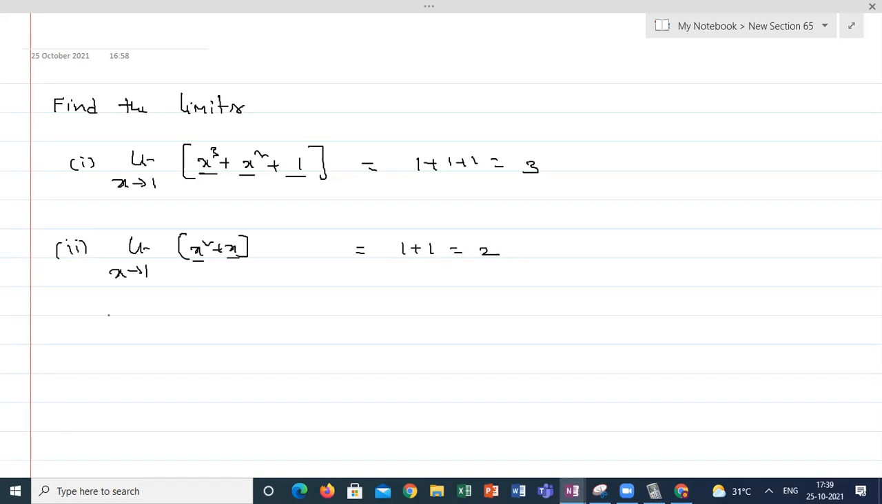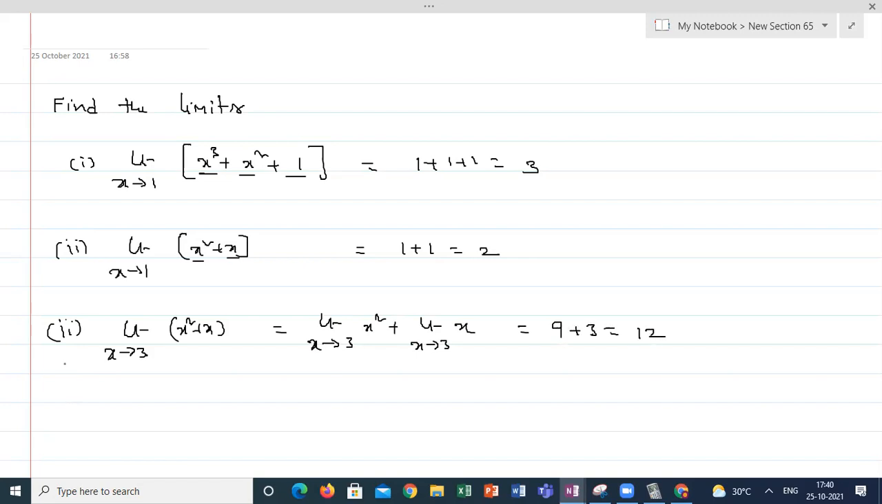Yes, sir. Suppose I take the same function with limit x tends to 3, x square plus x. If I apply the algebra of limits, the square function can exist at all values, x tends to 3. So what is the answer? 9 plus 3, which is 12. One more question.